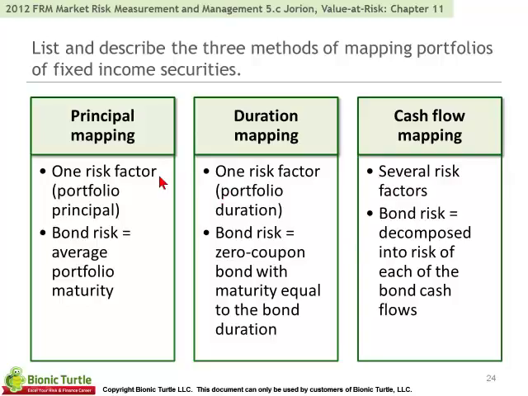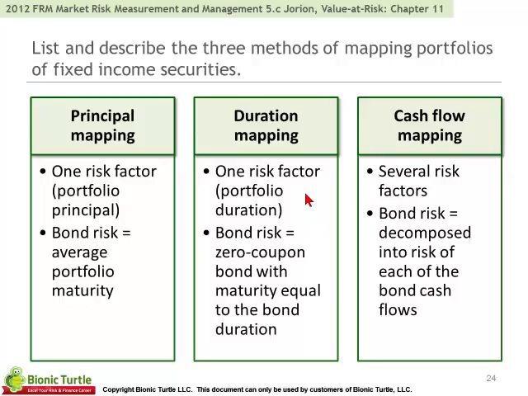Jorion's three methods for mapping a portfolio of fixed income securities include principal mapping, duration mapping, and cash flow mapping. Principal mapping and duration mapping are both single factor. So keep in mind, we're talking about a portfolio of fixed income securities or bonds. In principal mapping, the one risk factor is the principal, and we're looking at the average maturity of the portfolio. In duration mapping, the one risk factor is portfolio duration.